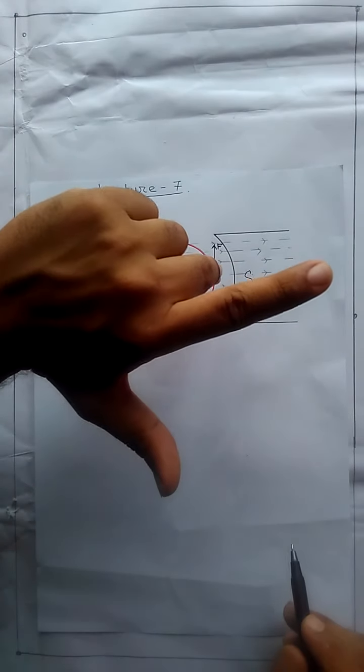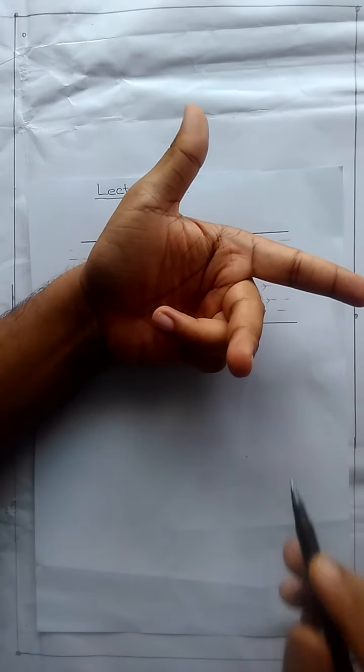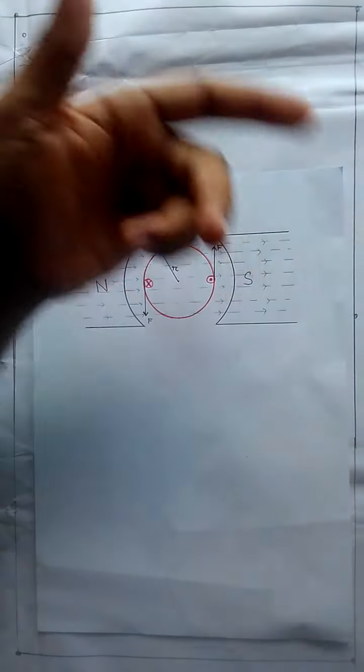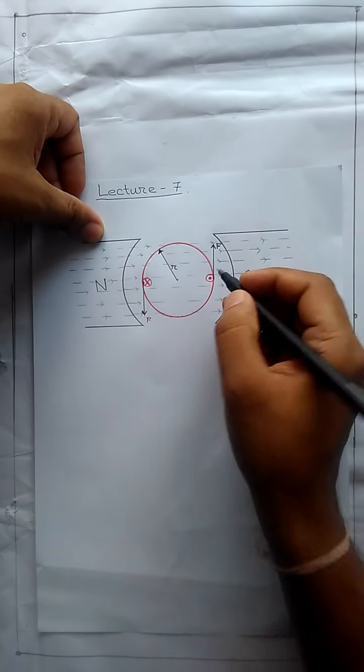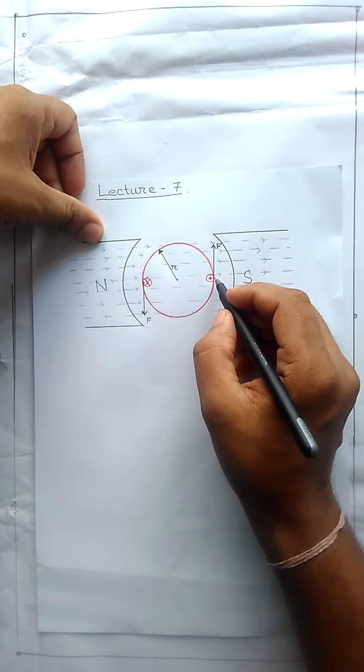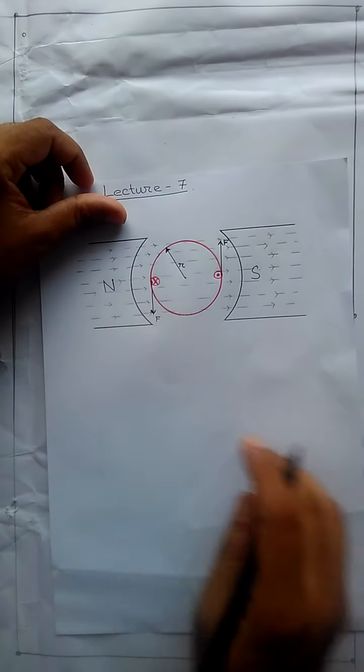If you come here, the direction of field remains the same, but the direction of current reverses. So here the direction of force is in this direction. So the direction of force here is in this direction, and the direction of force here is in this direction. So what is the magnitude of this force?